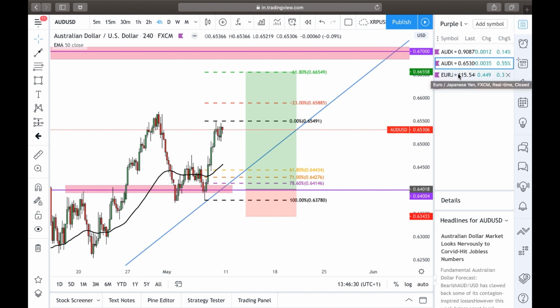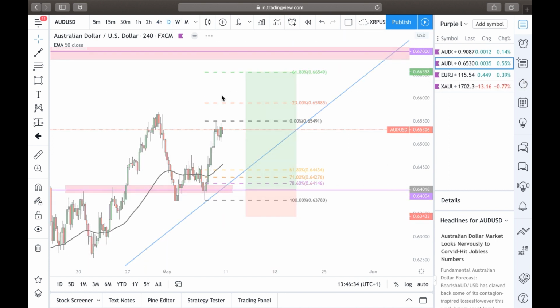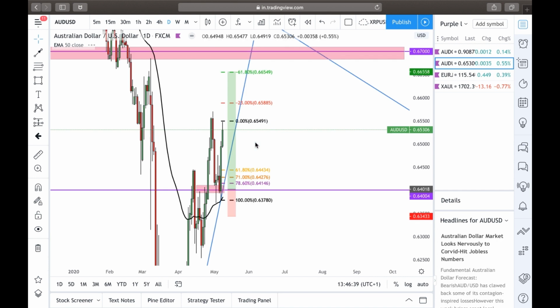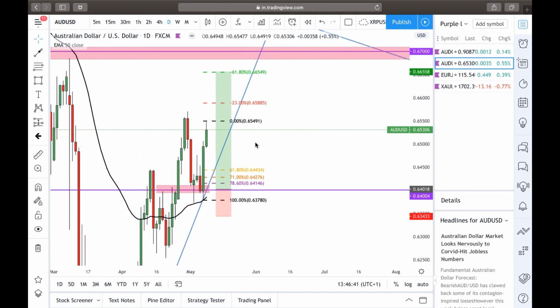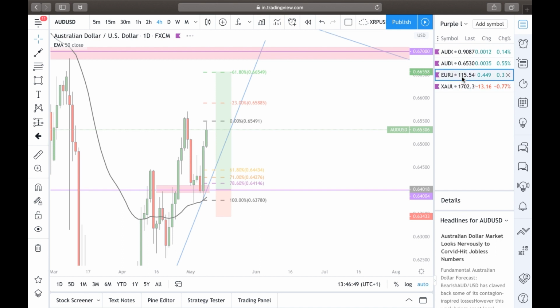Cool. So that's AUD USD. I'm just going to run it through real quick. We have daily EMA. We have cycle level. We have a fib. We have an ascending trend line and candle rejection if we see it. So that's going to be 5 confluences to take a long.